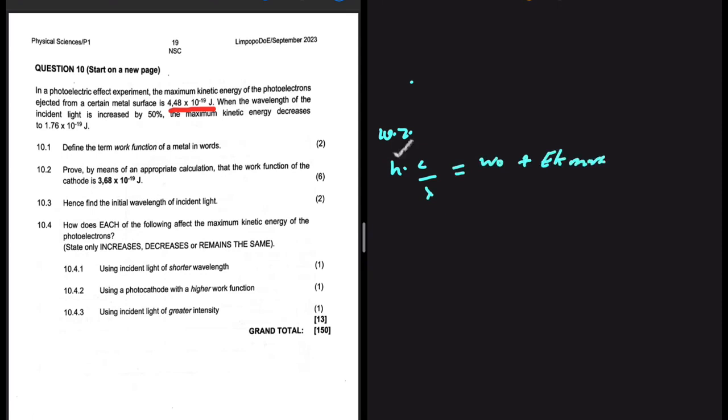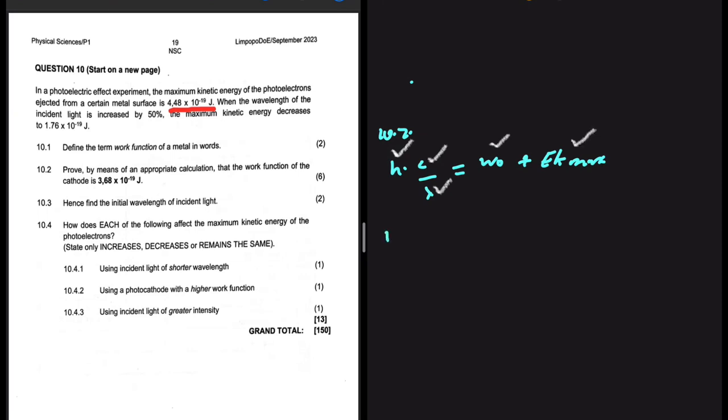Planck's constant is a constant. We can leave it as it is. C, the speed of light, we can leave it as it is. And the wavelength, which is unknown at this point, we're going to leave that as it is. The work function is what we're looking for, so obviously we're going to leave it as it is. So the only thing we're substituting for here is EK max. Let's see how that will look.